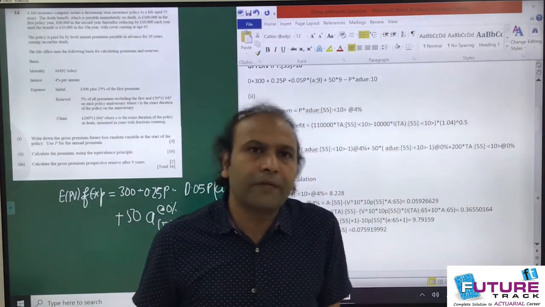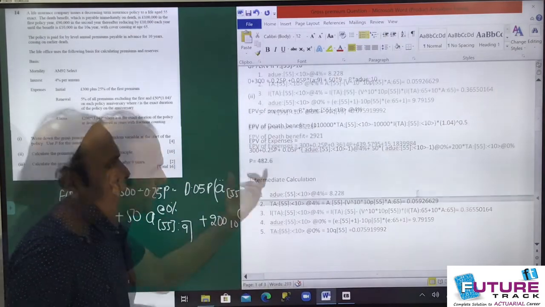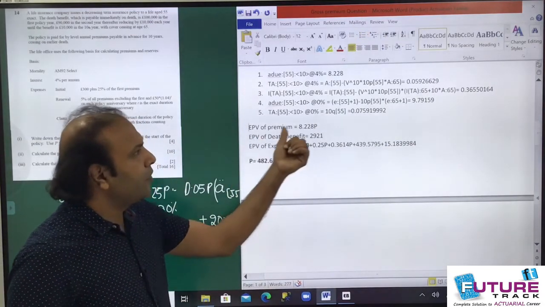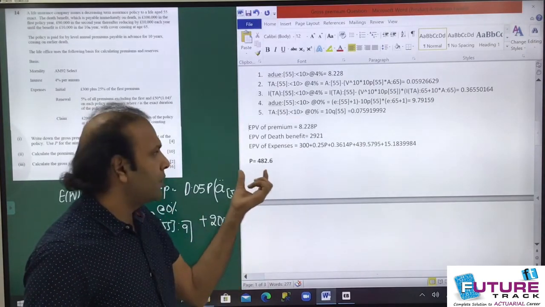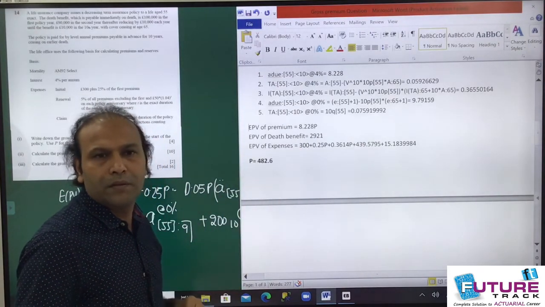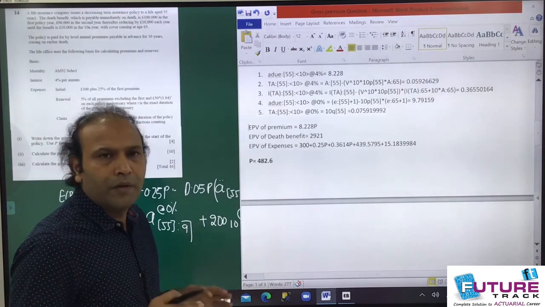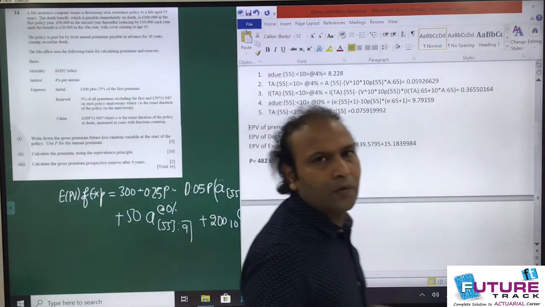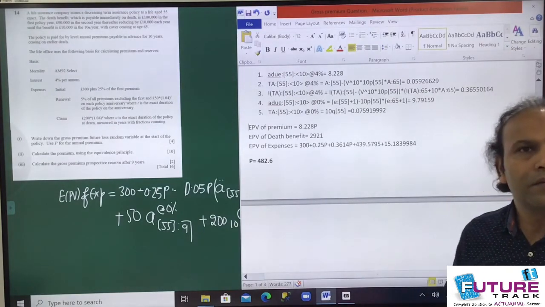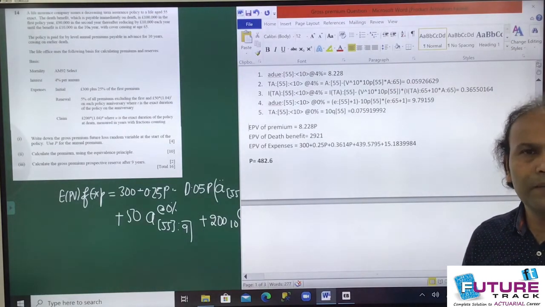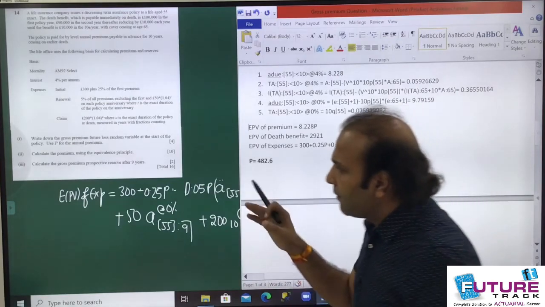And then how to write the final answer, let me show you. And the final calculation, EPV of premium, then EPV of death benefit, EPV of expense like this, and the final P. Fine. Solve in your notebook or Excel, whatever you are taking help from, and then write the final answer. Fine. Any problem till this part? Okay. Let's see the last part of this.